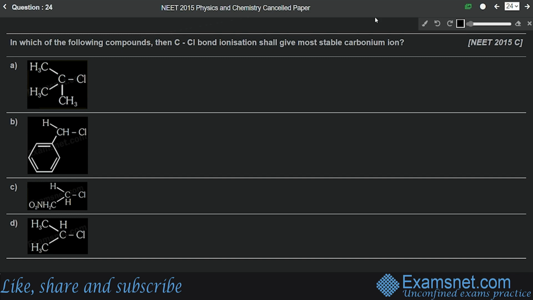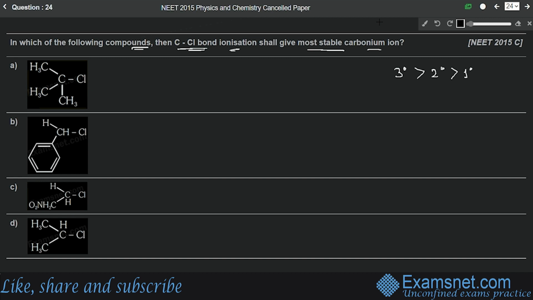Question number 24 is from the chapter Organic Chemistry, and the question is in which of the following compounds the carbon chlorine bond ionization shall give most stable carbonium ion. Okay, so we know that the tertiary carbocation is the most stable, then secondary carbocation and then the primary carbocation.